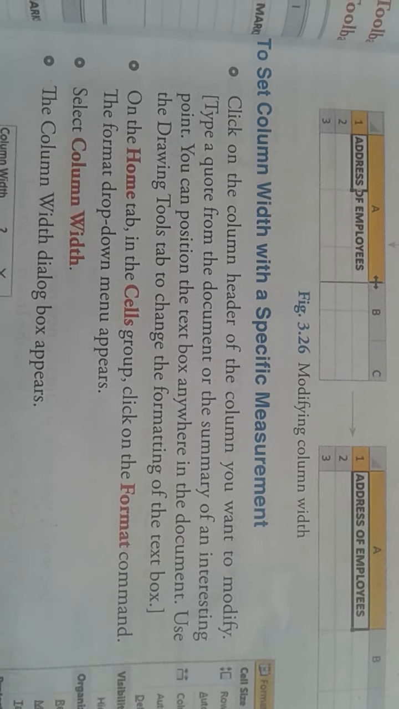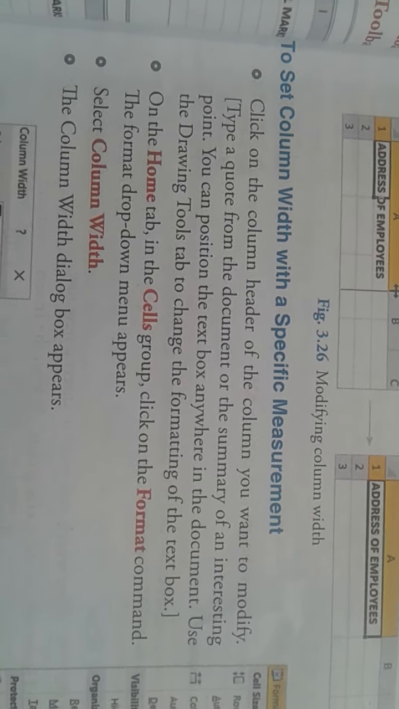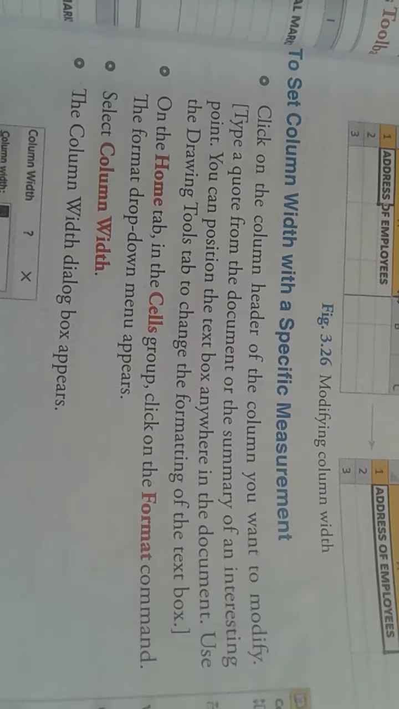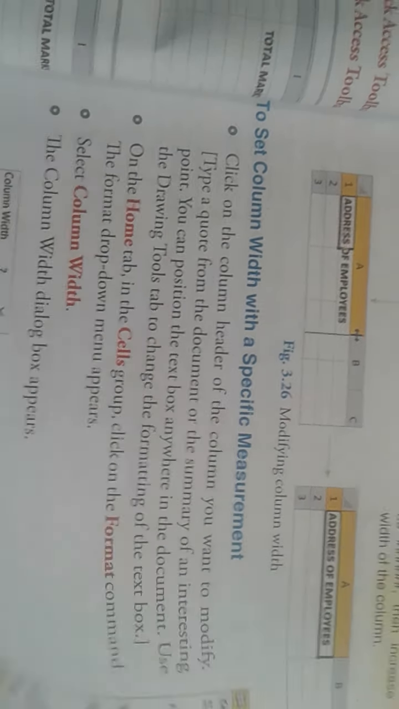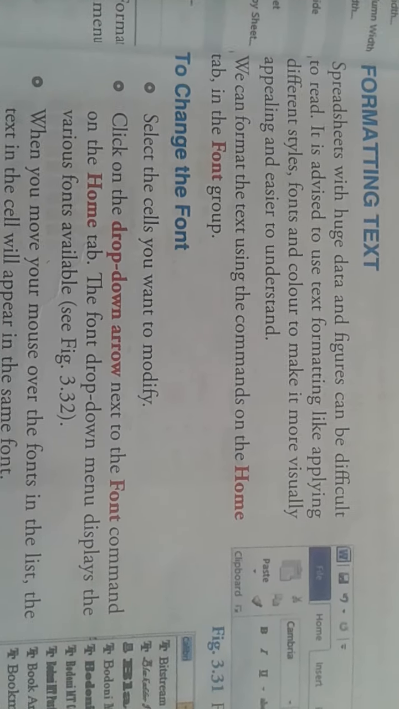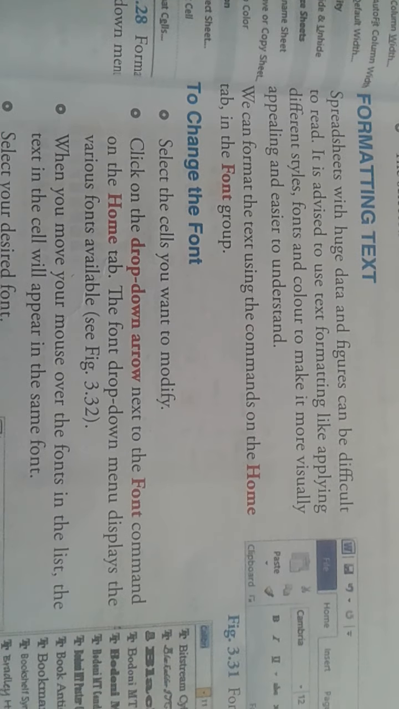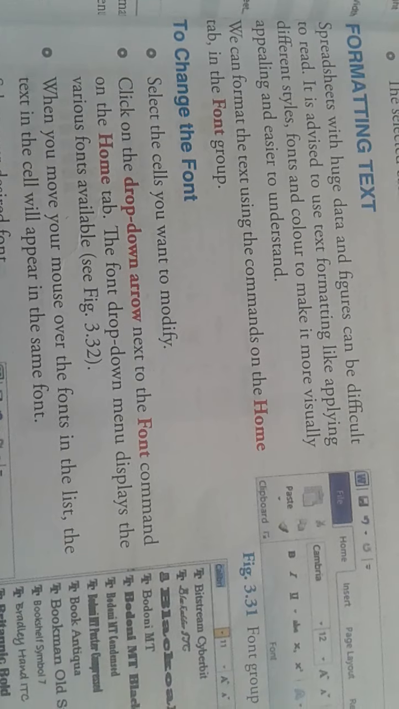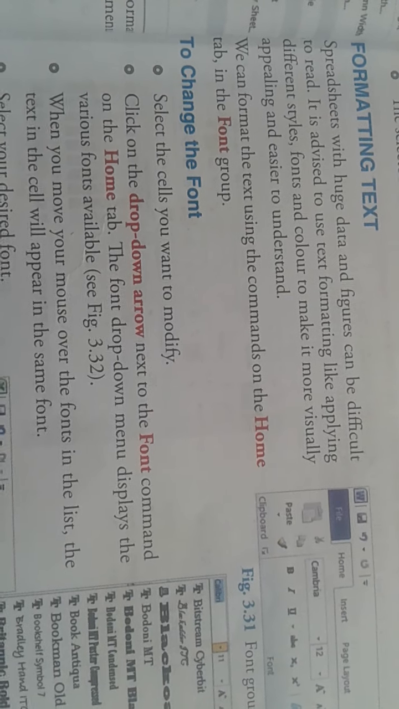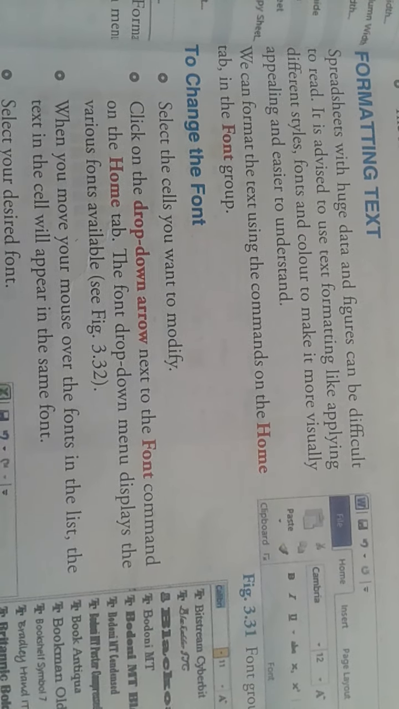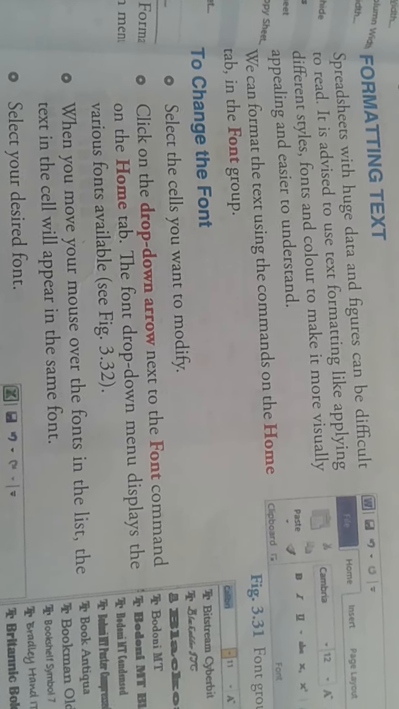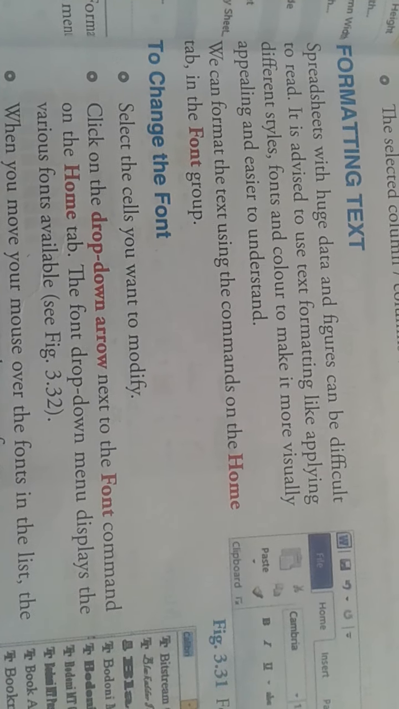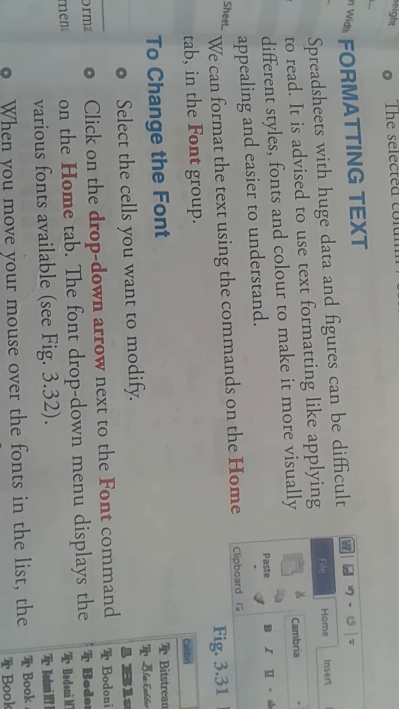Automatically it will be changed. So through these methods we can set the column width to a specific measurement and modify the row heights. We can do that whatever we want. Now moving forward to the next one: to set a row height to a specific measurement. This one is the method without measurement, whenever we increase the height of a row or column. So through measurement, to set a row height with a specific measurement, click on the header of the row you want to modify.